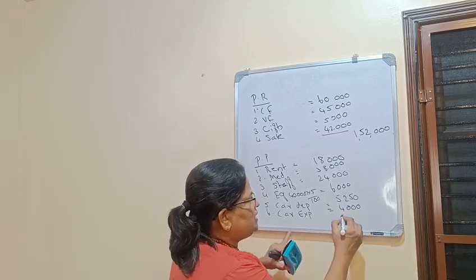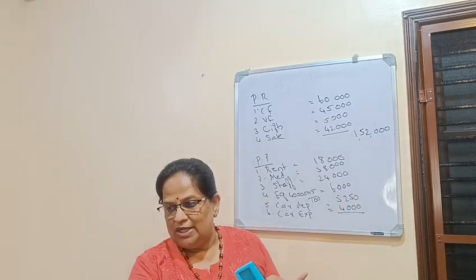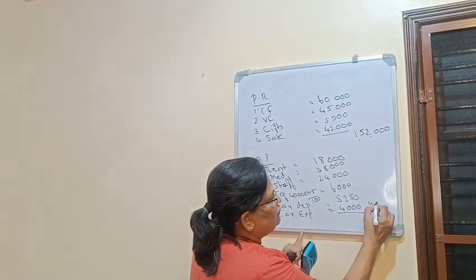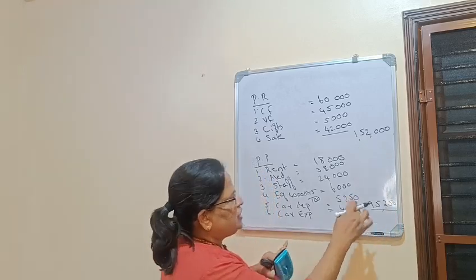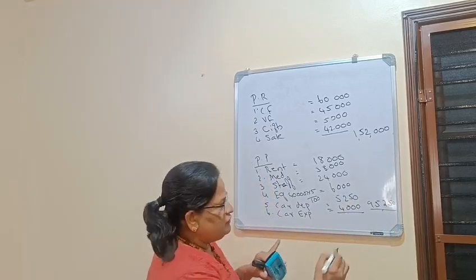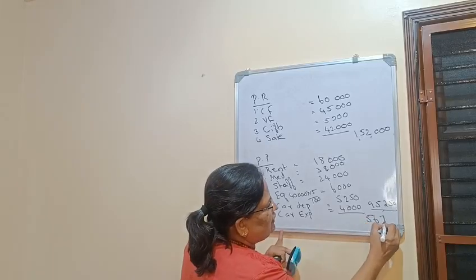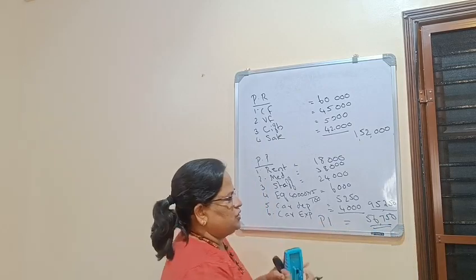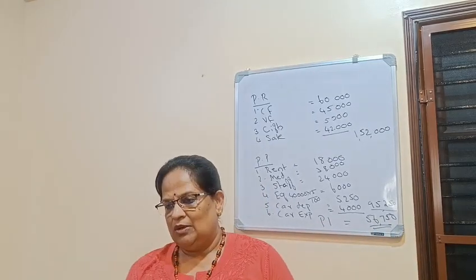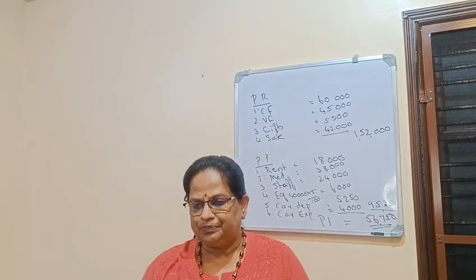Now take the total of the expenses. The total is 95,250. So this 1,52,000 minus 95,250 is 56,750. So this is the professional income of the doctor. So this is how we will calculate. Now the second problem.